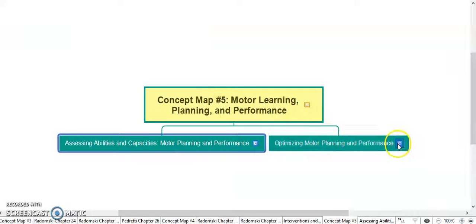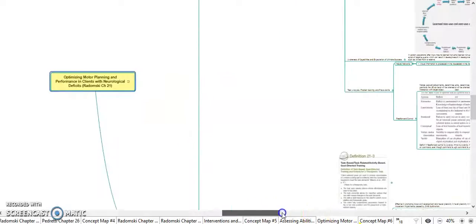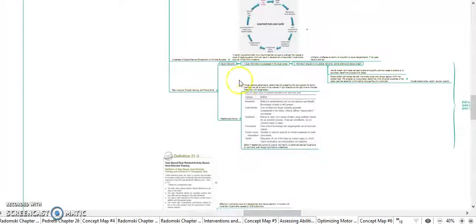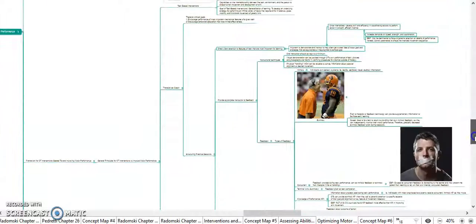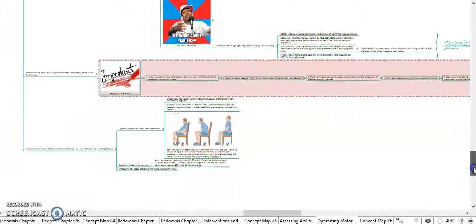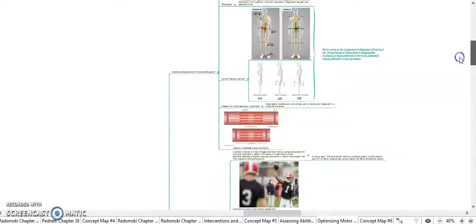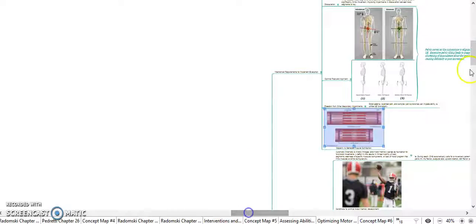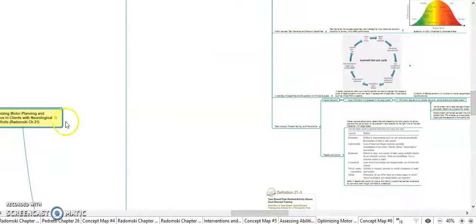The other one is optimizing motor performance. So over here I have the learned non-use cycle, the task-based, task-related approaches, different diagrams for easy reference, the makeup of a muscle, optimal motor performance.